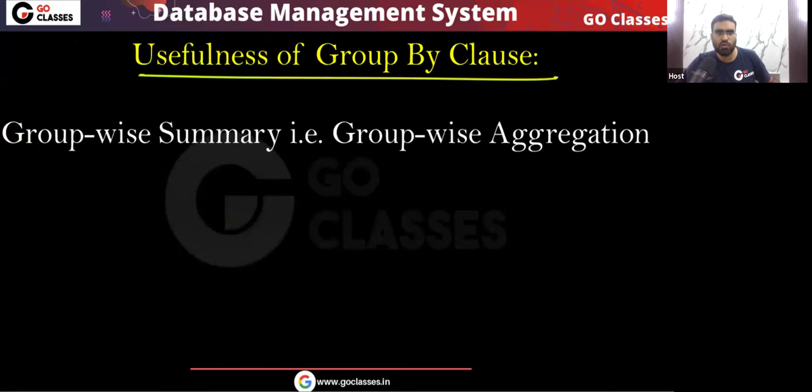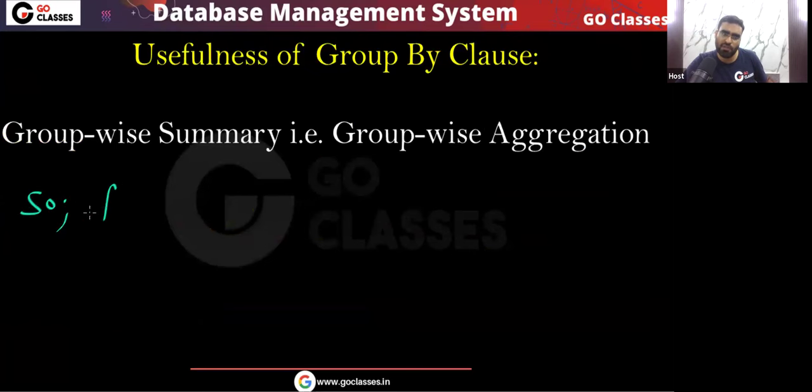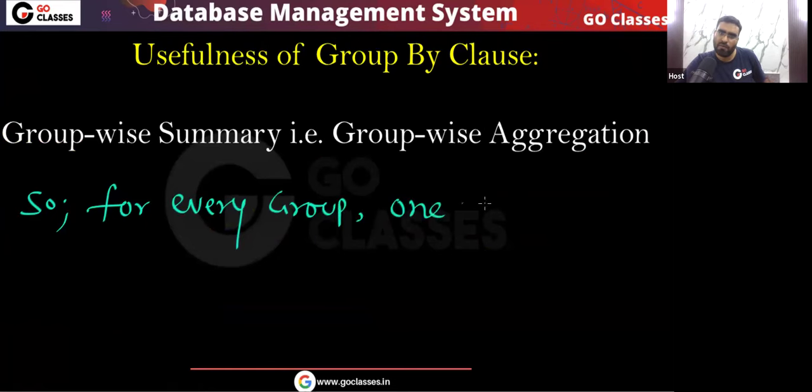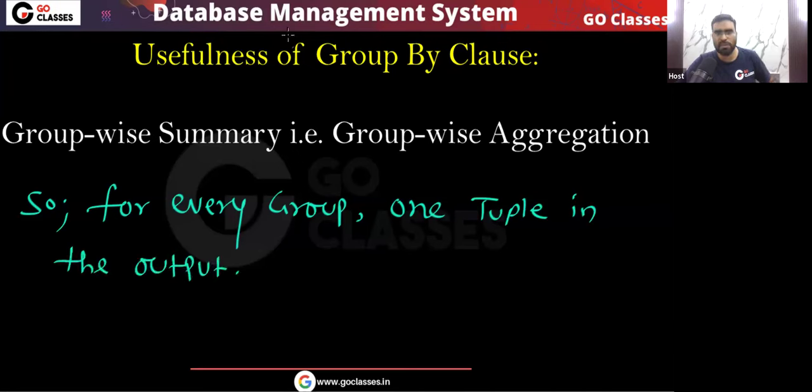So the usefulness of group by is group wise summary. For every group we want a summary. So how many tuples for every group? For every group, one tuple in the output. Is this clear? For every group we will get one tuple in the output.